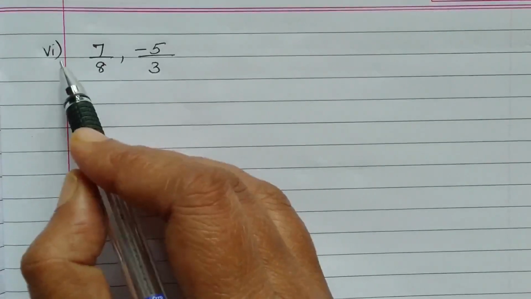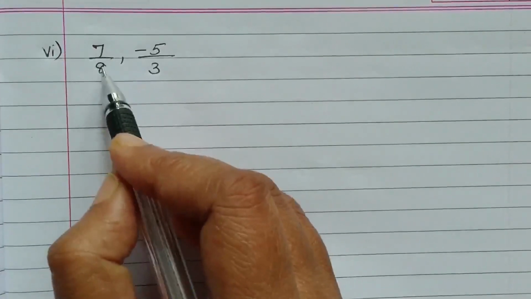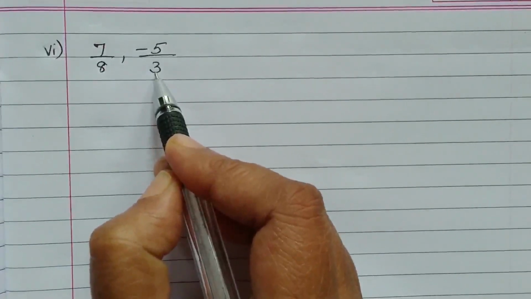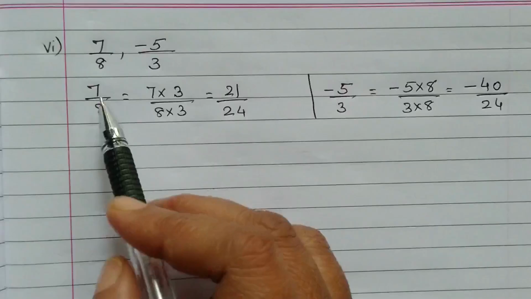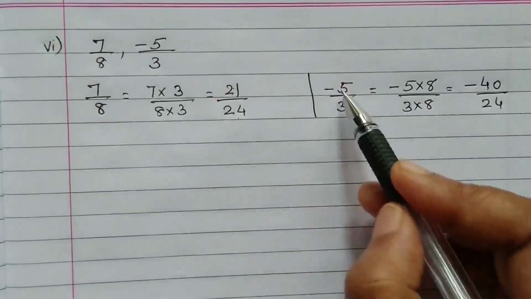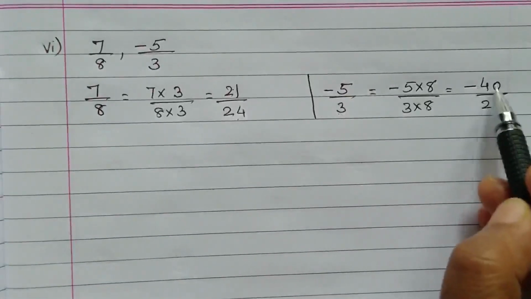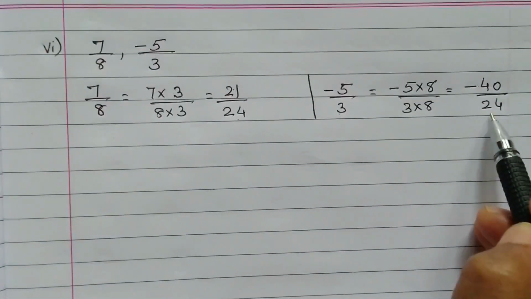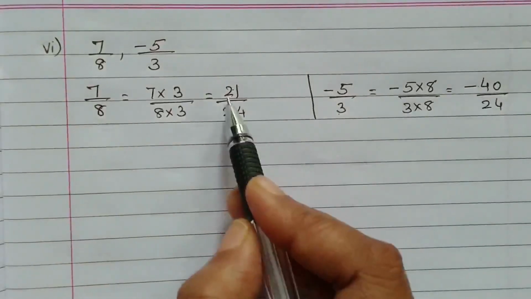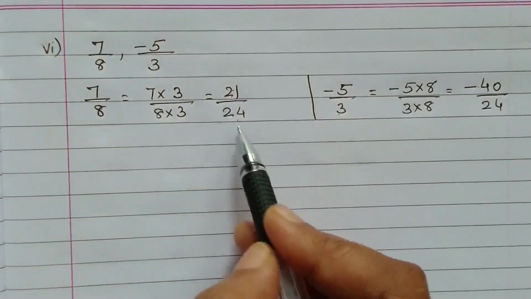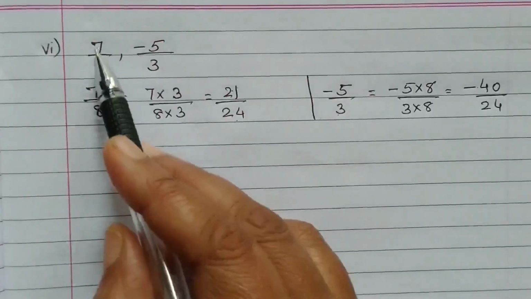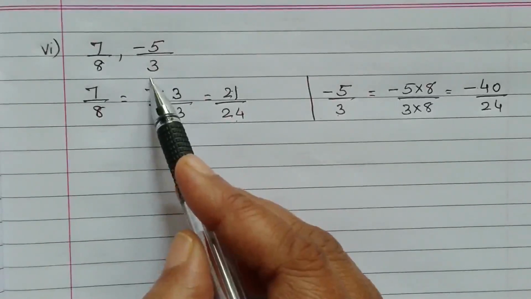Now let's try question number 6. The question is 7 upon 8 and minus 5 upon 3. So let's equalize the denominators first. So we get 7 upon 8 is equal to 21 upon 24 and minus 5 upon 3 is equal to minus 40 upon 24. So if we take integers between minus 40 and 21 and take the denominator as 24, all those numbers will be between 7 upon 8 and minus 5 upon 3.